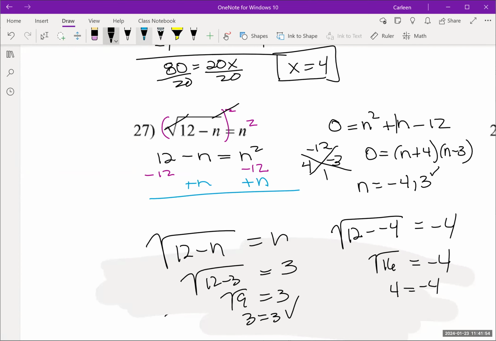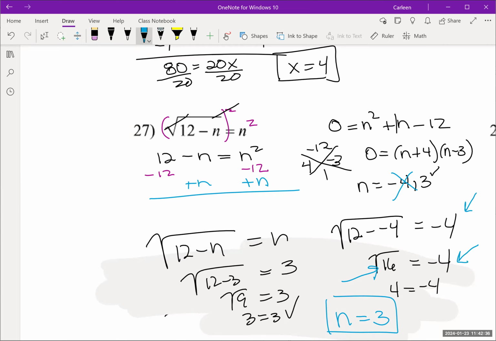So the only answer is n equals 3. But you've got to show your work. You've got to show your work that you got two answers. You plugged them both in, and only one of them is correct. For full credit, you need to show that whole process. Okay, look, it works over here, but you also plug it in over here, and the square root of 16 is not going to be negative 4.